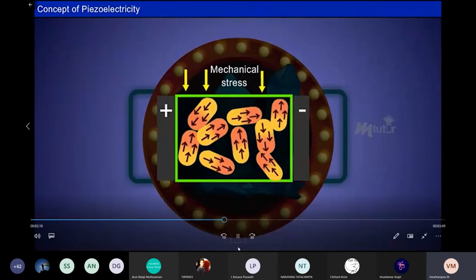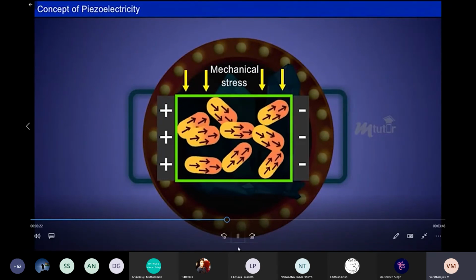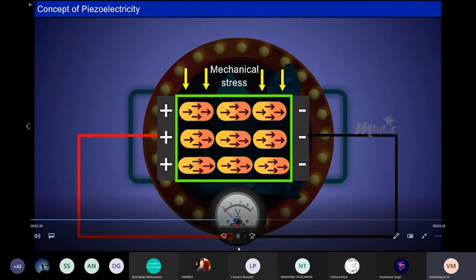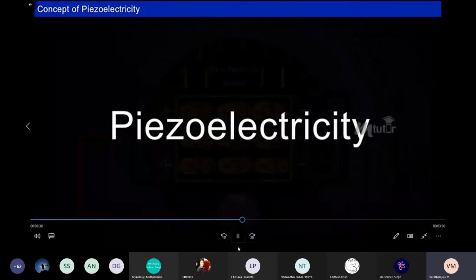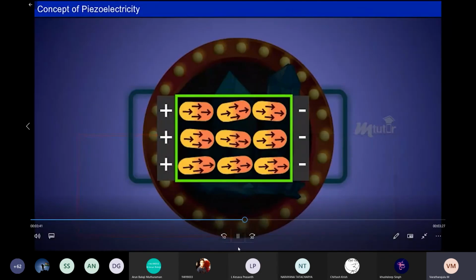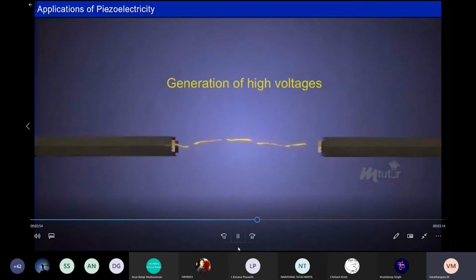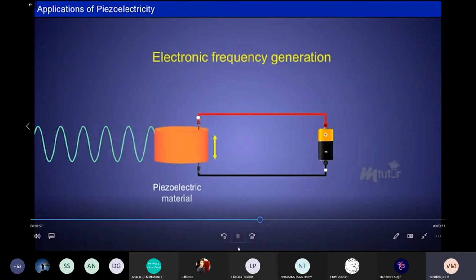When mechanical stress is applied to the crystal, the domains get disturbed and are aligned in a particular direction. This causes the distribution of charges on the crystal faces, which results in the generation of the electric voltage across the crystal. This effect is known as piezoelectricity. Once the domains are displaced, they do not return back to the original position. Piezoelectricity finds useful applications such as the detection of sound, generation of high voltages, and electronic frequency generation.